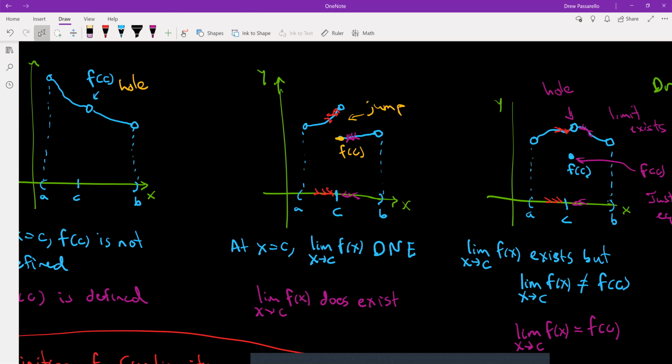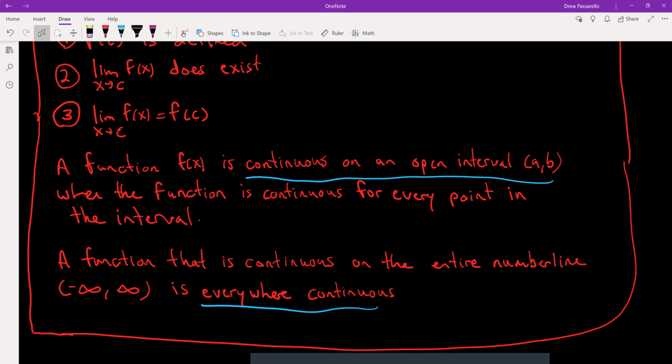Now the other part is continuous on an open interval. Well, a function is continuous on an open interval if it is continuous at every point in that interval. All right, that makes sense, I think. So if I'm continuous at every single point in the interval, that means I'm continuous on the interval itself. A function that is continuous on the entire number line, which they write as the interval negative infinity to positive infinity, is continuous everywhere. All right, so that's the first topic. That's what it means to be continuous at a point, and then continuous on an open interval.